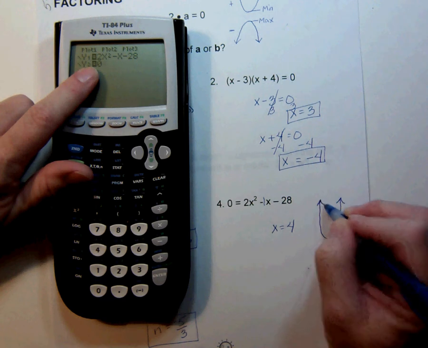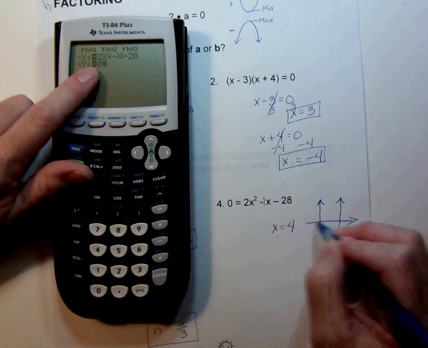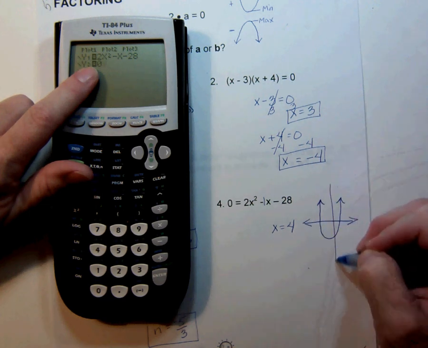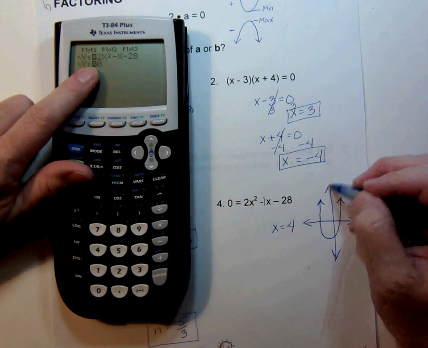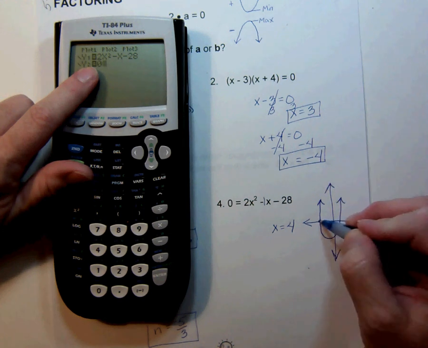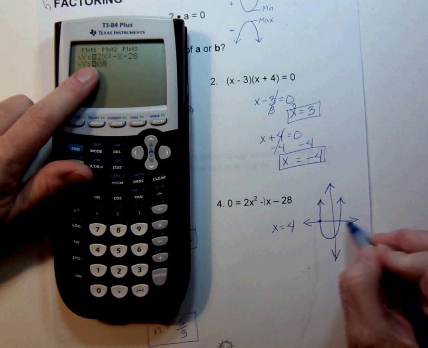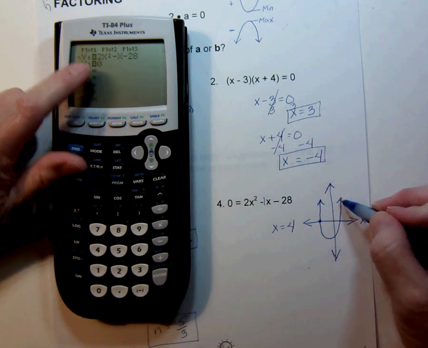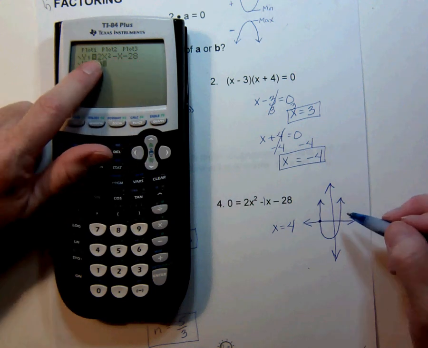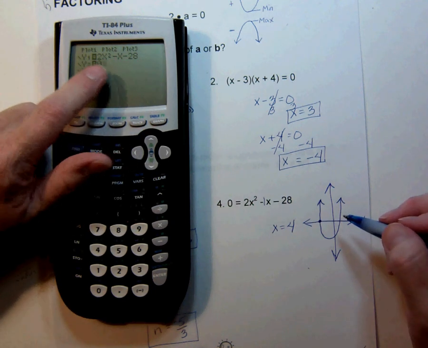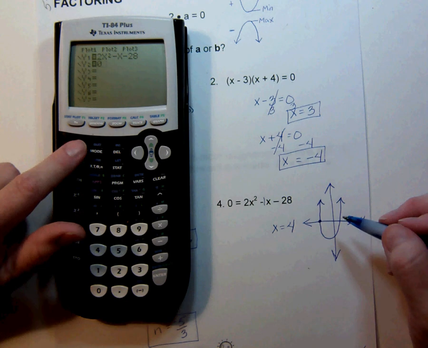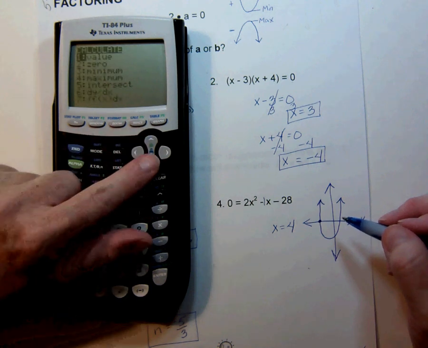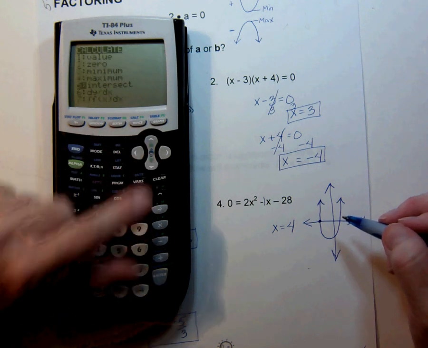I'll kind of draw a picture of it. If you think about an intersection, this point right here, y equals 0, is the x-axis. And then this is the parabola that I've put in as a quadratic equation. So if you make this in there, then you can hit second trace, which gets you to calculate, and calculate the intersection.